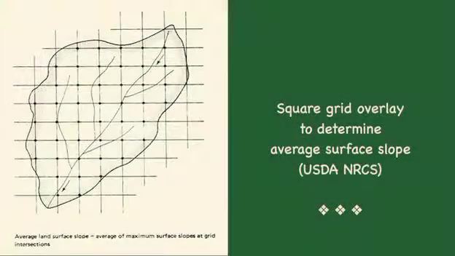The U.S. Geological Survey's regional regression equations compute channel slope between 2 points located at 10% and 85% of the channel, measured in the upstream direction. The USDA Natural Resources Conservation Service determines average surface slope by overlaying a square grid pattern over a topographic map of the watershed. The maximum slope at each intersection is evaluated and the average of all values determined.